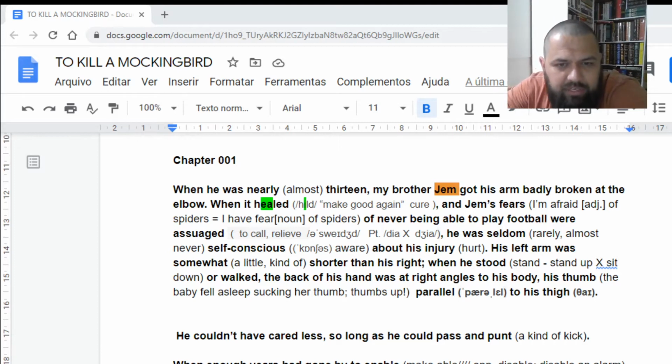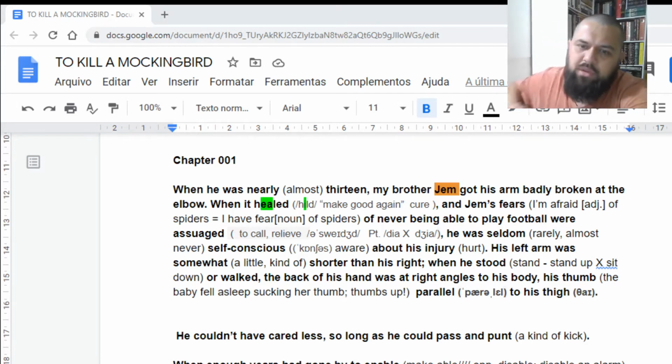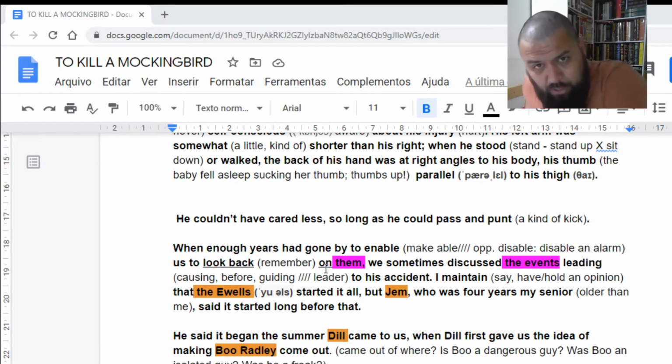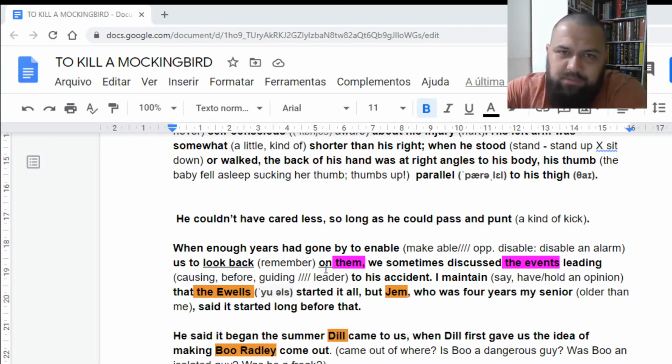Walked, the back of his hand was at right angles to his body, his thumb parallel to his thigh. He couldn't have cared less. Remember, this is an expression in English, mainly used when you're being impolite. A person says, "Oh, I have won the writing competition," and you say, "I couldn't care less." Of course, this would be very offensive because the person is excited, going to you and talking about something nice, and you respond like that.